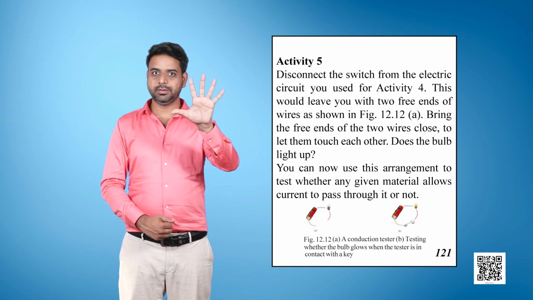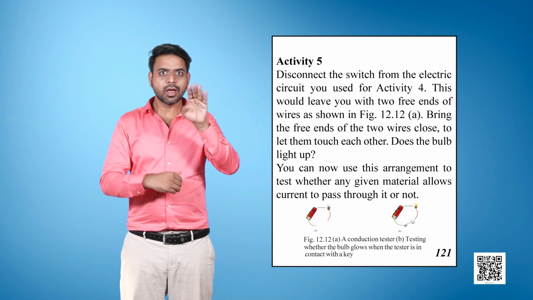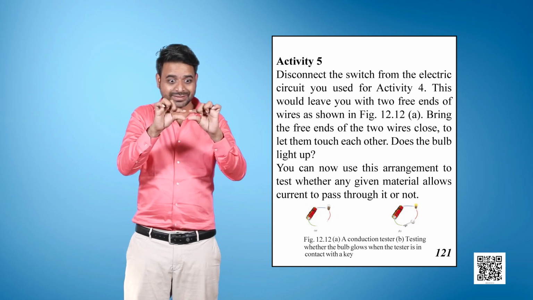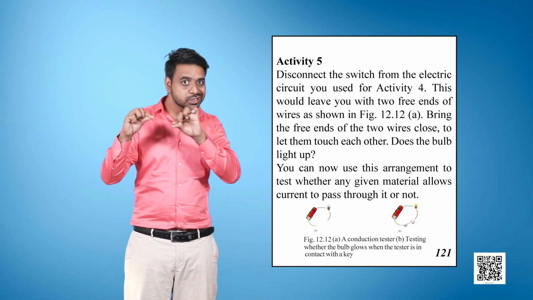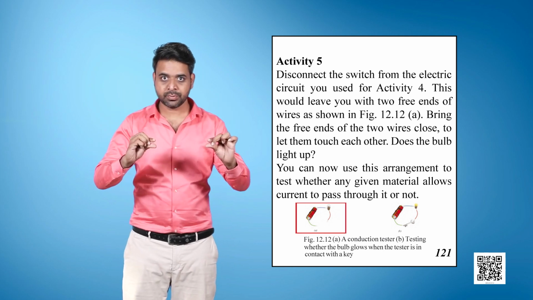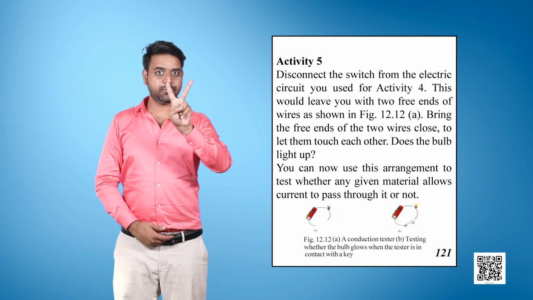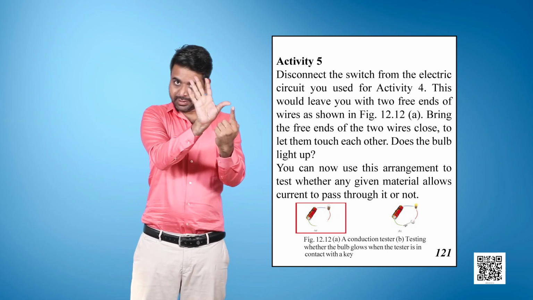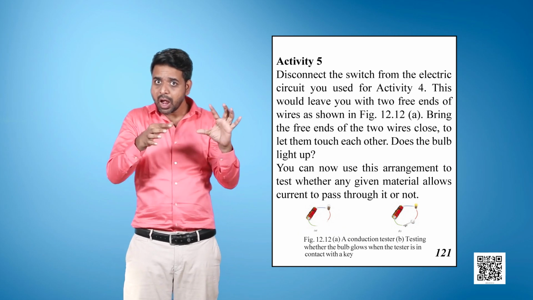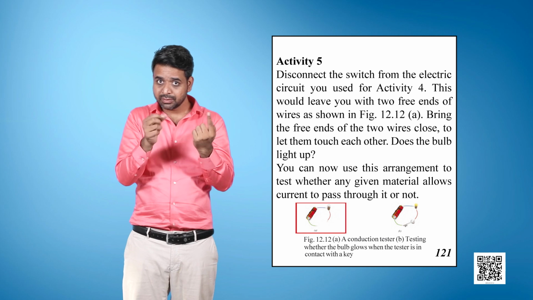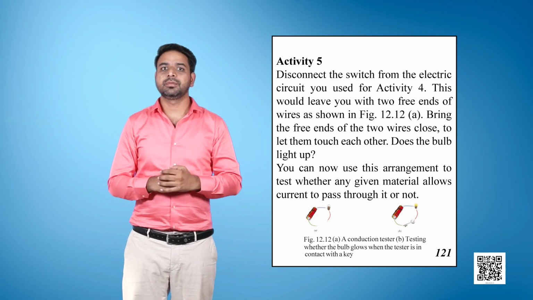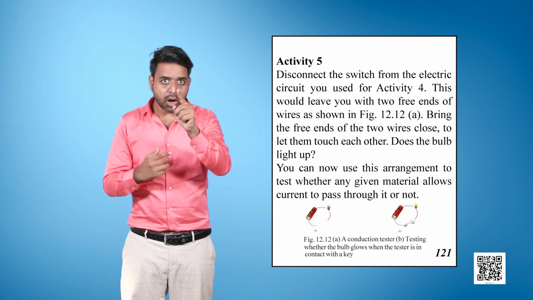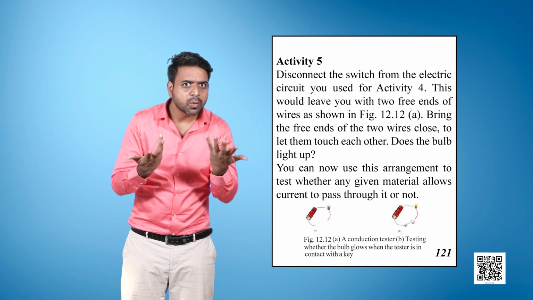Activity 5. Disconnect the switch from the electric circuit you used for Activity 4. This would leave you with two free ends of wires as shown in figure 12.12a. Bring the free ends of the two wires close to let them touch each other. Does the bulb light up? You can now use this arrangement to test whether any given material allows current to pass through it or not.